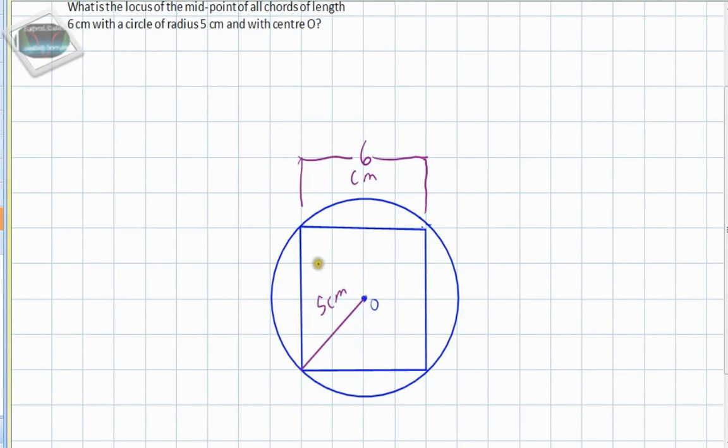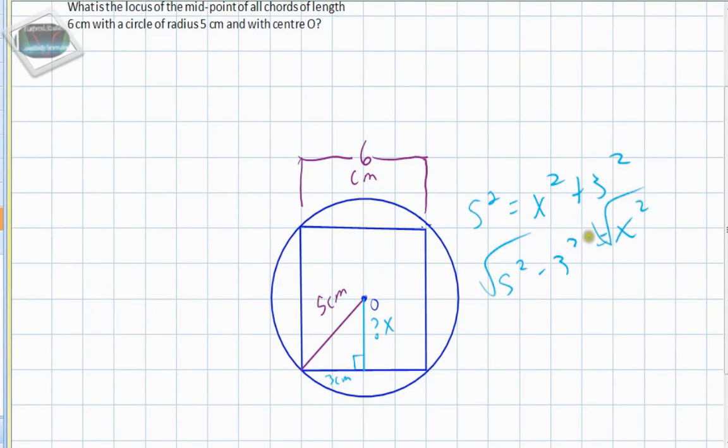So what they want to know is, and I'll choose another color for this, what is this length right here? We can figure out the length of this section of this triangle by saying that this is a perpendicular bisector. So this makes a right angle, and it bisects the 6 centimeter line into 3 centimeters. Okay, so if we call this x, then 5 squared equals x squared plus 3 squared. So 5 squared minus 3 squared is equal to x squared, and we take the square root of everything. Alright, and then you'll find that x is equal to 4. Okay, and so that would be the locus of the midpoint of all chords. So this would be your answer.